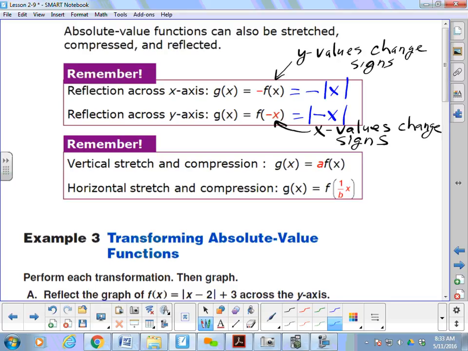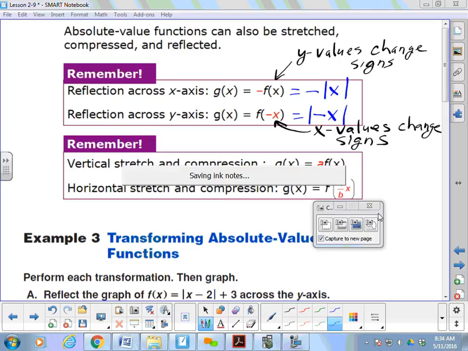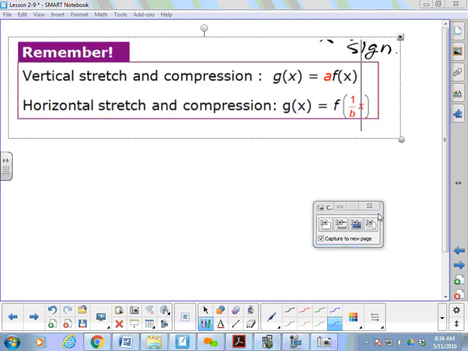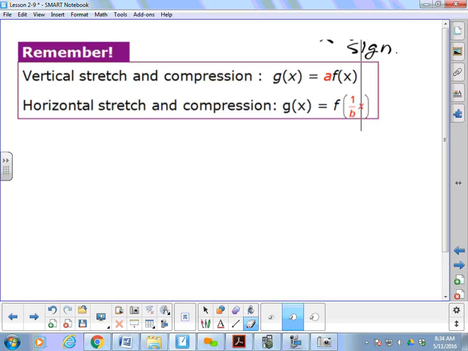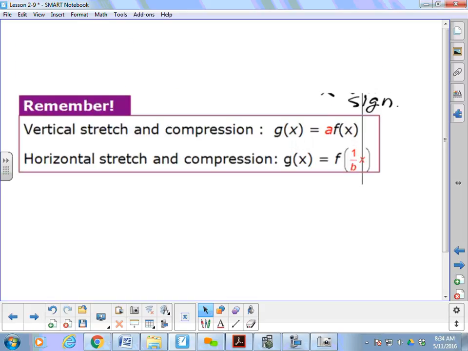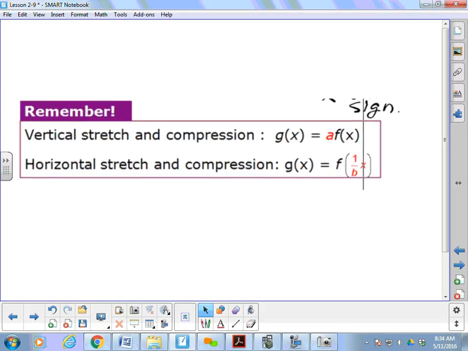Vertical stretches and compressions. All right, and I'm going to actually put this on another page, so bear with me just for a second. All right, so on this one then, right, the vertical stretches and compression. So if, let's see if I can cover that up.